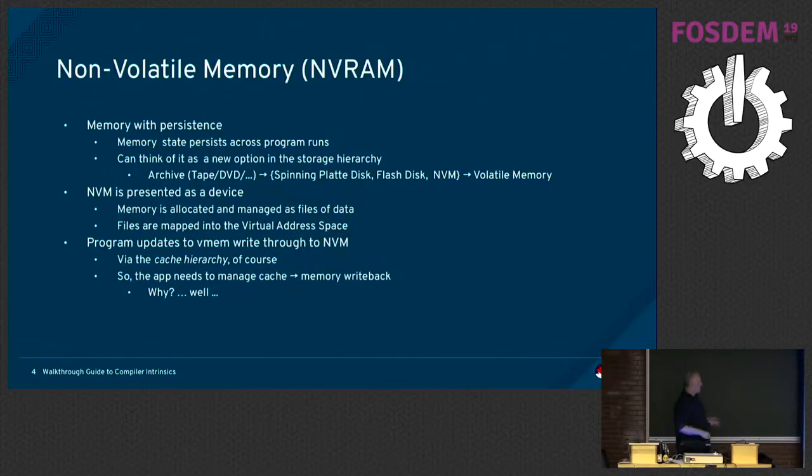Your choices at the moment are spinning platter disk or a flash-based disk. Well, NVRAM is actually a memory that acts like memory. You can write to it like memory, but it's there next time you come back up again. It's presented as a device, so the memory is managed as files of data or blocks of memory in a mapped-in device, and you map those files into your address space, or at least that's the model that I'm looking at, how you use it.